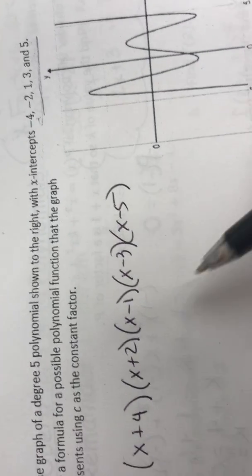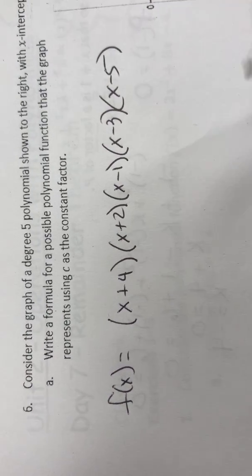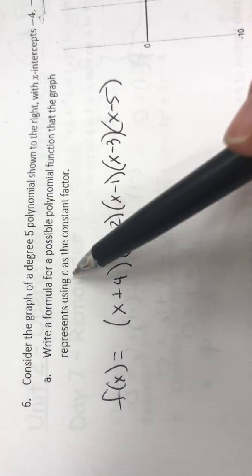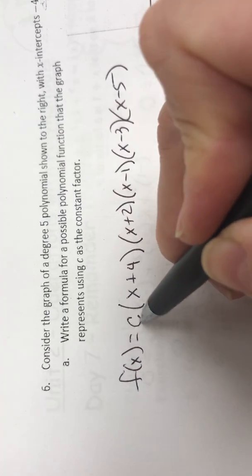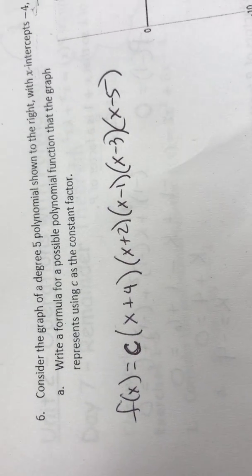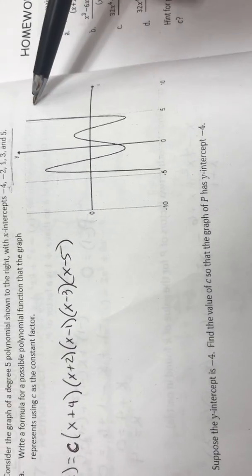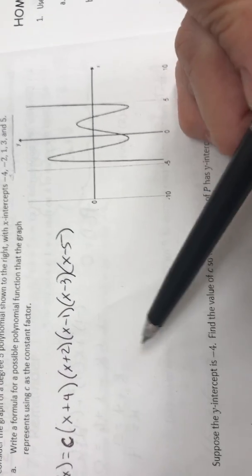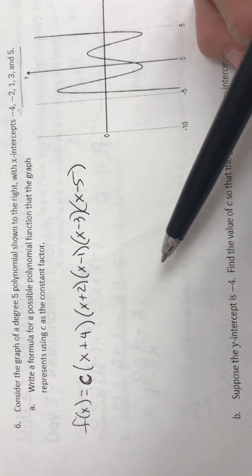Okay? So they're saying use c as a constant factor. That's a little new thing right now. And what they mean by the constant factor is you're going to put it here. We typically name it a, not c, because we don't know what type of stretch is going on here. Okay? Remember, you're stretching in Algebra 1 with transformations?